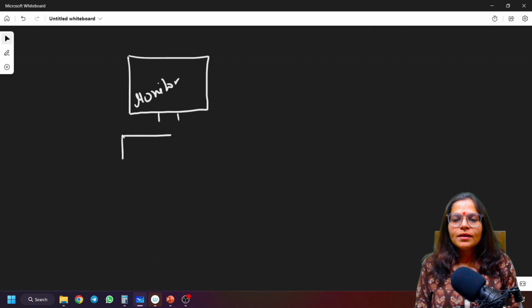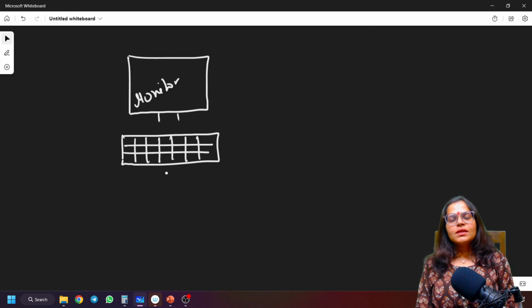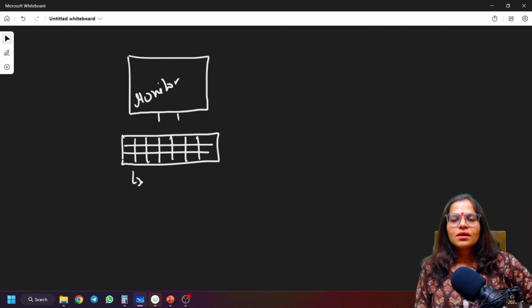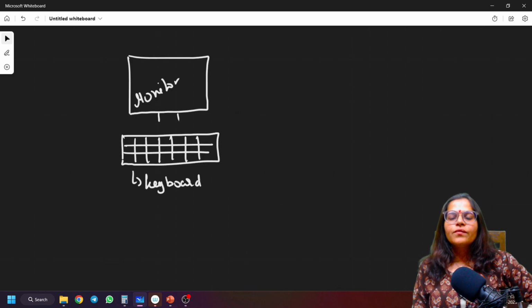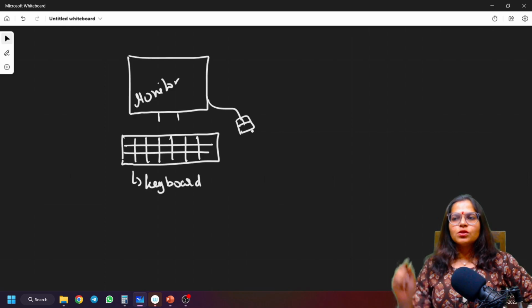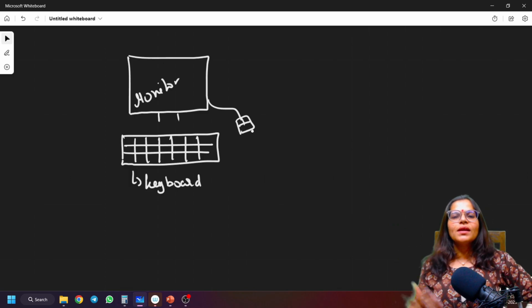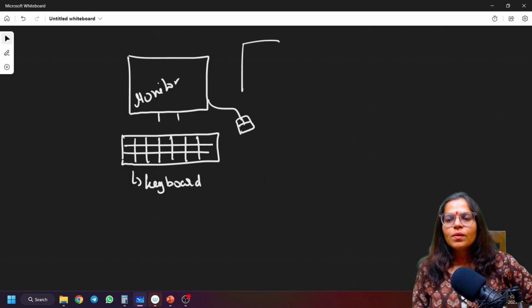Then to enter the data, we have a keyboard. So this is an alphanumeric keyboard, where the keys can go from 104 keys to 120 keys or so. So this is a keyboard and this is an input device. Now we will also have a mouse. Mouse is basically a pointing device. So mouse helps us to point on various things, to double click, single click, left click, so that we can come to various options. The last thing we would need is your CPU, central processing unit.